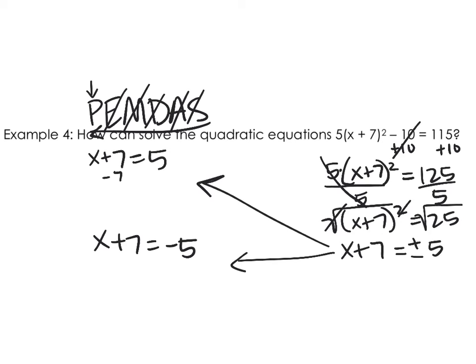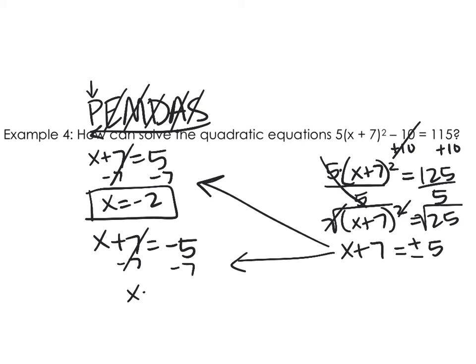On this first one, I'm going to subtract 7, so that's going to give me x equals negative 2. So we have negative 2 as one of our answers. And then on this next one, if I take minus 7 on both sides, it's going to give me x equals negative 12. So we have two totally different answers.